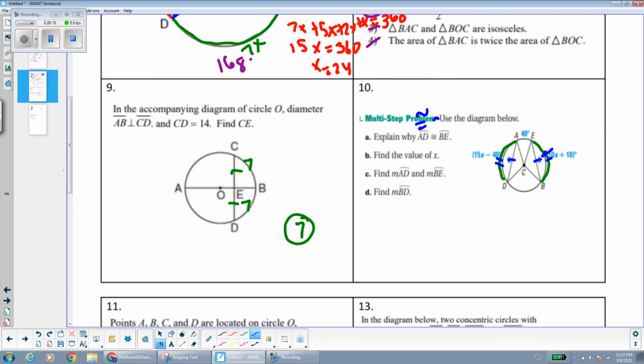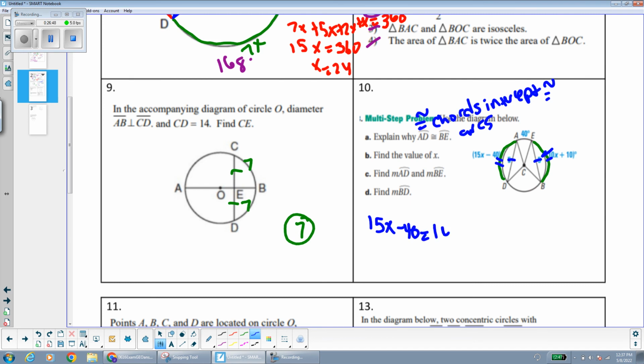I'll write that down. Congruent chords intercept congruent arcs. Since chord AD and chord EB are congruent, they both measure 5, the arcs that they intercept, which are arc AD and arc EB, will also be congruent. Then it says to find the value of x. Now that we know these arcs are congruent, we can set up and solve an equation.